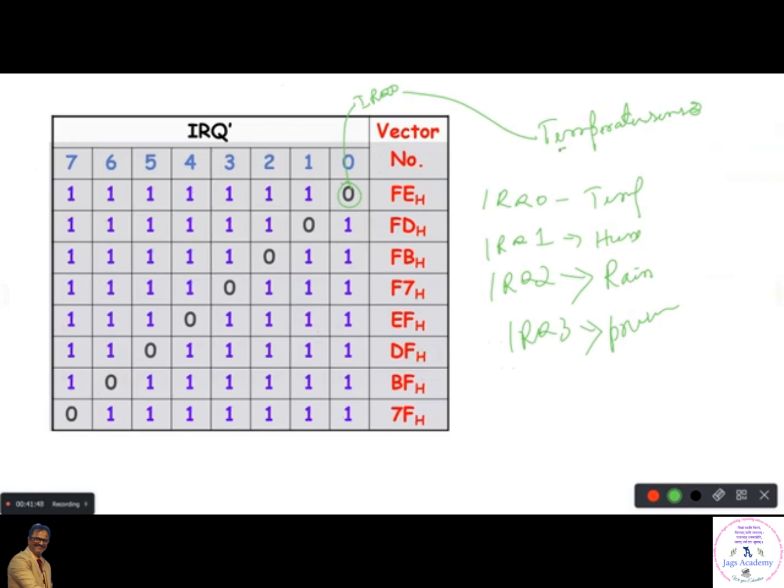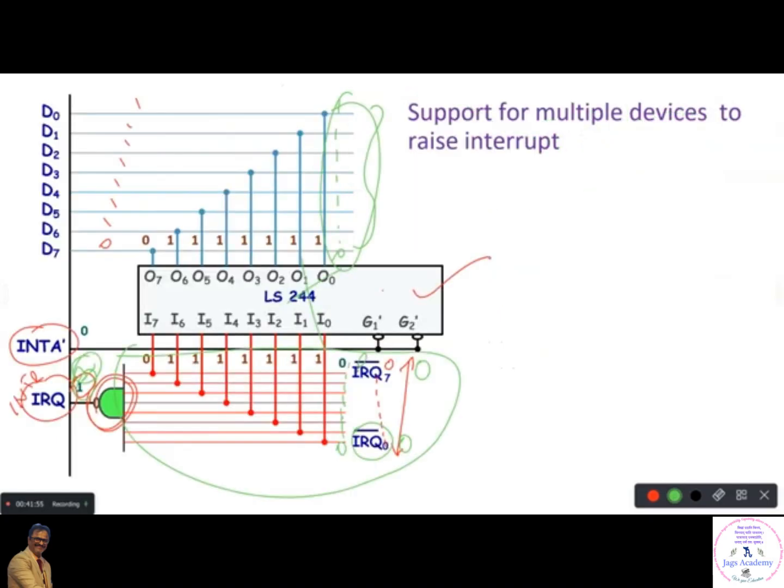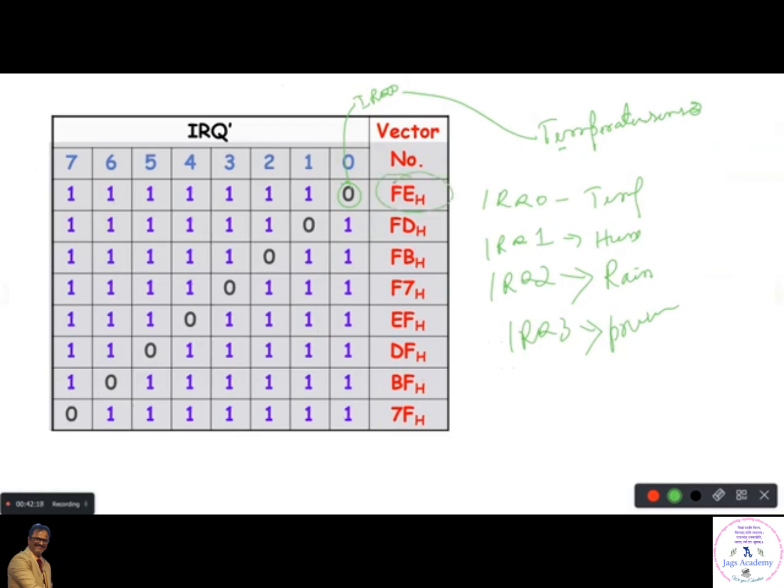So, as usual, what will it do? It will put 0 here. Definitely 1 will come here, and your interrupt signal will be 1. The microprocessor is interrupted. Definitely it will give the interrupt acknowledgement signal, and this will be activated. Which number will go inside the data bus now? That number, FEH, will go. That means the vector number for the temperature sensor is FEH. Similarly, what is the interrupt number for the humidity sensor? FDH. That means the microprocessor will come to know that it is receiving humidity data.